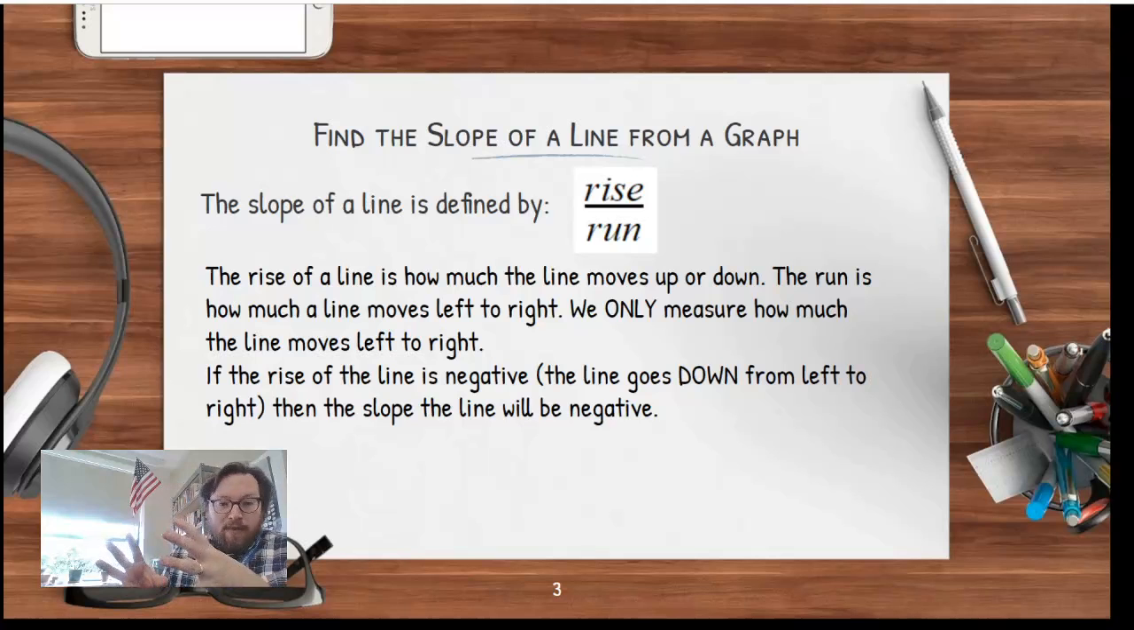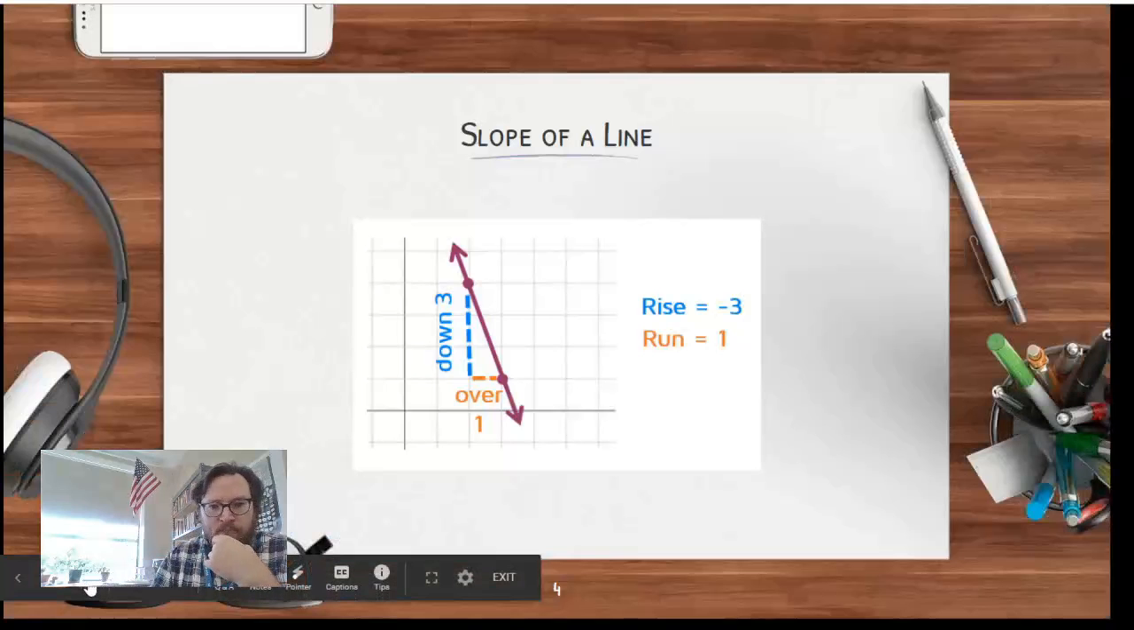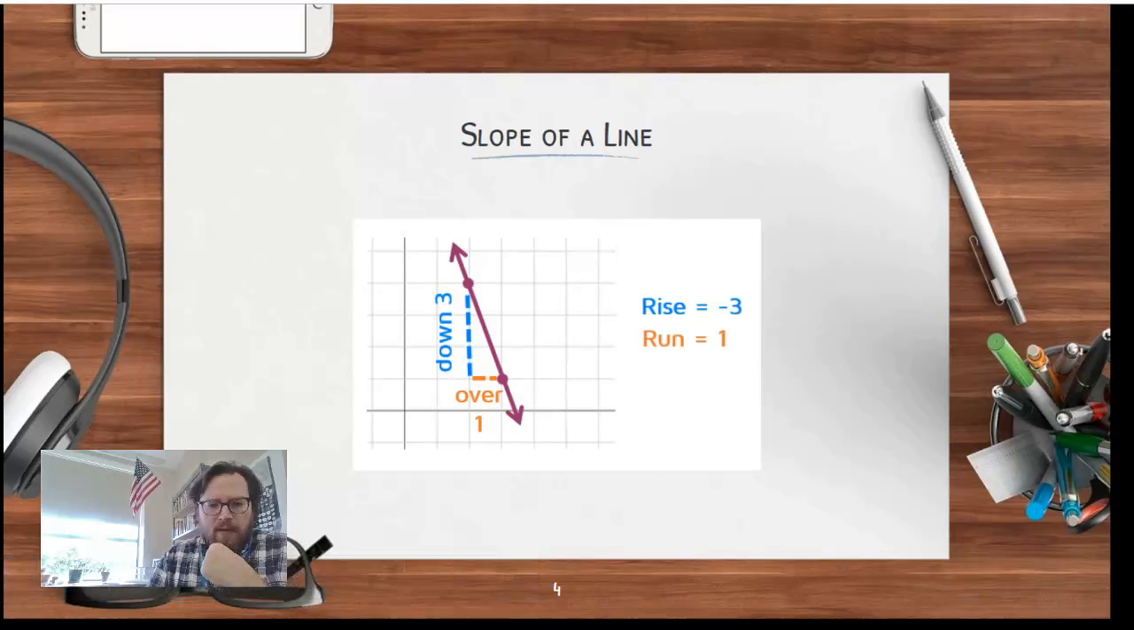I don't want to talk about why that is, but if you do it the other way around, you're going to get the wrong answer. So you pick 2 points that are on the graph, you count how much you're going up or down between the 2 points, and then how much you're moving left to right between the 2 points. So like here's a really simple example. I hope you guys can see this okay.